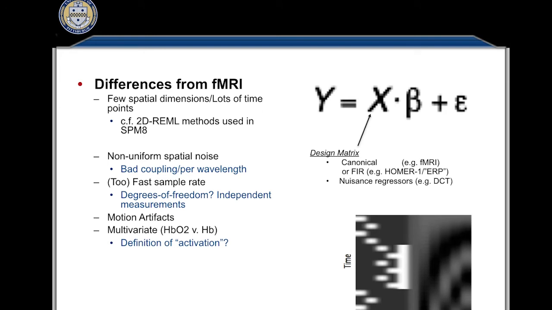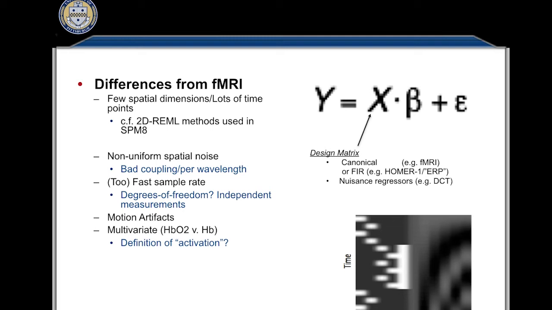I talked about a lot of this already, but I don't want to badmouth NIRS SPM. I think it's a pretty good program. But one of the assumptions, because it's derived from fMRI, is that in fMRI, because you have uniform spatial noise, you have a lot of voxels and very little time points. And so you can get a better estimate of the noise if you pool your data across space compared to time.